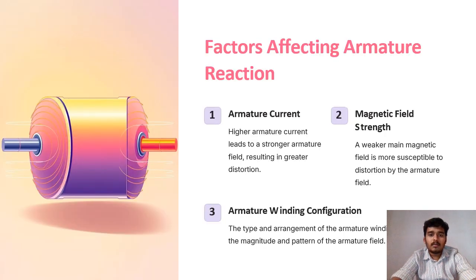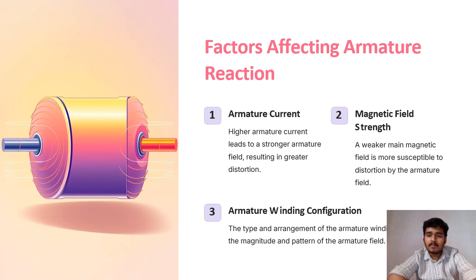Now, factors affecting armature reaction. There are many factors affecting armature reaction. Let us know the main ones. Armature current: higher armature current leads to a stronger armature field, resulting in greater distortion. The second one is magnetic field strength. A weaker main magnetic field is more susceptible to distortion by the armature field.